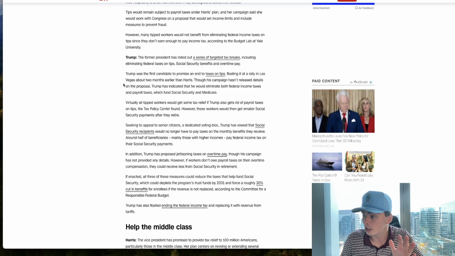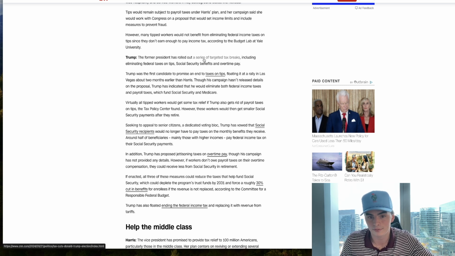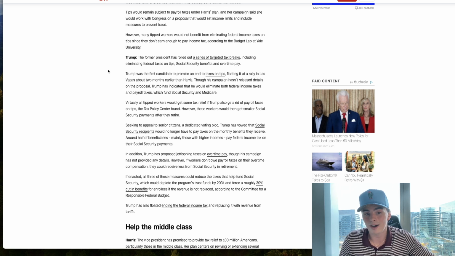When you take a look at the overall economic plans from both candidates, either way, they are going to go into even more debt. They're going to issue more debt, then they're going to spend more. That's what it looks like right now. Then, if you see that the market is expecting Trump to win, and you see the former president has rolled out a series of targeted tax breaks, including eliminated federal taxes on tips, Social Security benefits, and overtime pay, and also extending the already existing Trump tax cuts that are supposed to expire very soon.